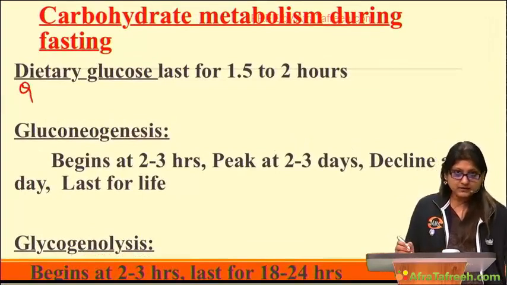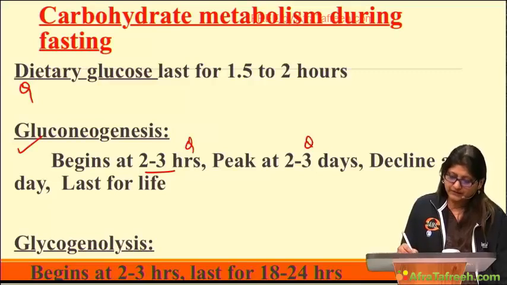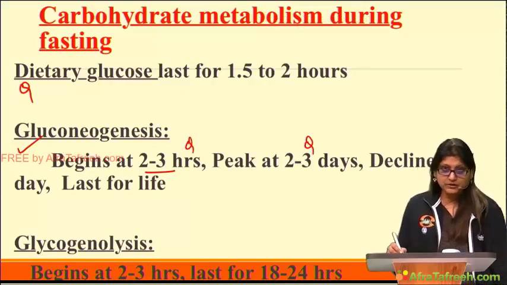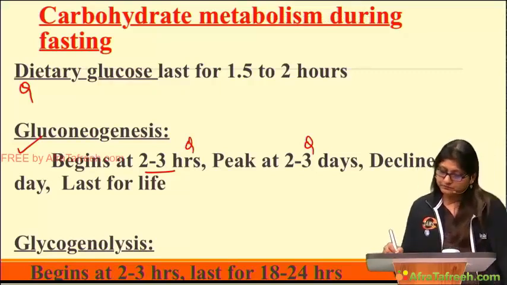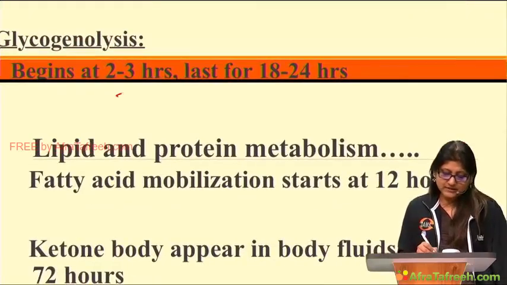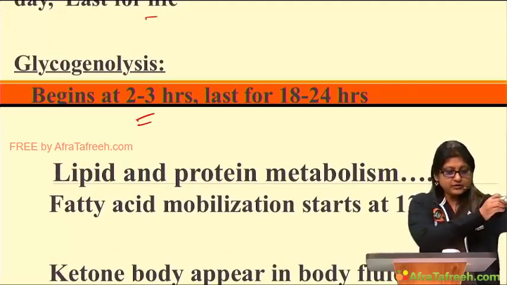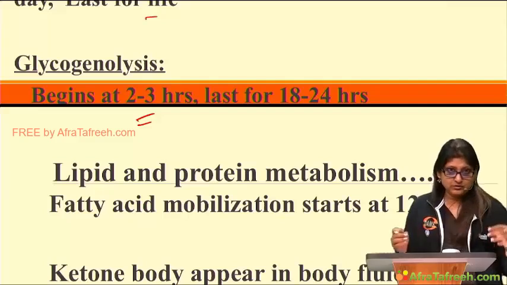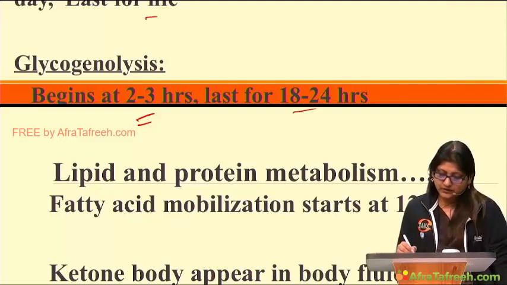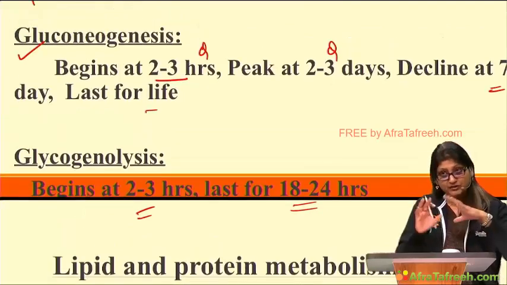Dietary glucose lasting for 1.5 to 2 hours. Gluconeogenesis begins at 2 to 3 hours. Peak level of glucose coming by gluconeogenesis at 2 to 3 days, and it's going to decline at the 7th day, and it's going to last for life. And when you talk about glycogenolysis, the breakdown starts around 2 to 3 hours, very early after fasting. You must have lunch at 12 o'clock. So by this time your glycogen breakdown has already started, and that glycogen will be lasting only for 1 day at the most. Right?